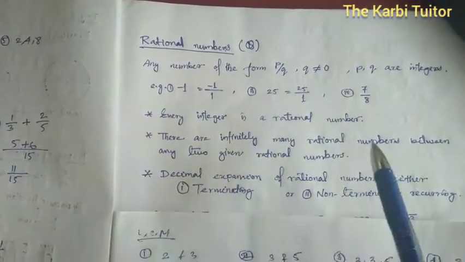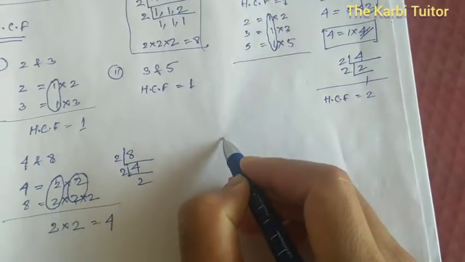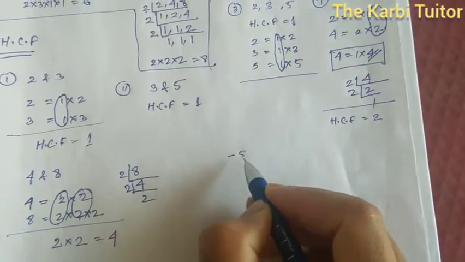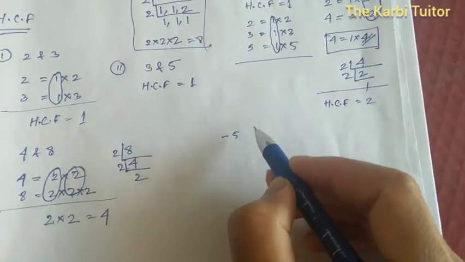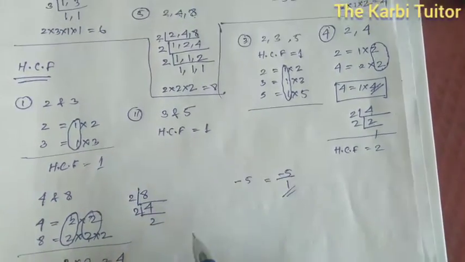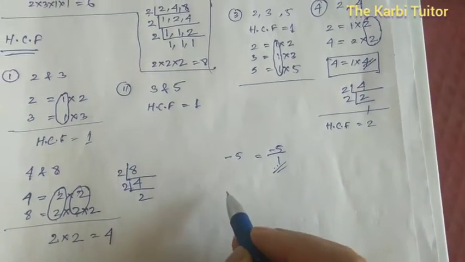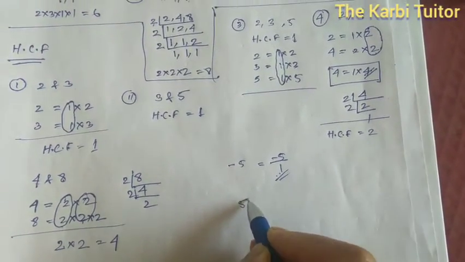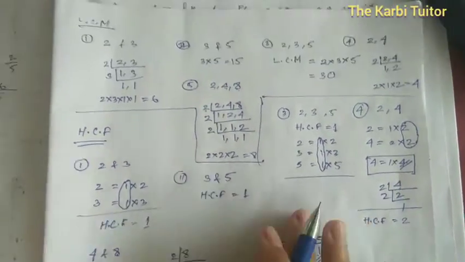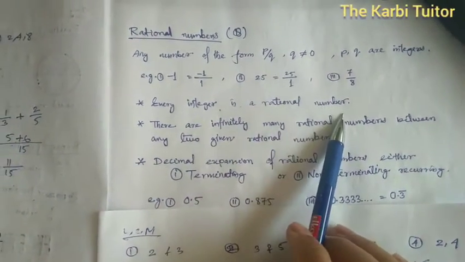Suppose we consider any integer, say negative integer -5, then we can write this as -5/1. Okay, rational number. This is in the form of p by q, where q is equal to 1. And similarly for positive numbers, say 5, we can write 5/1 or 6/1. So every integer is a rational number.